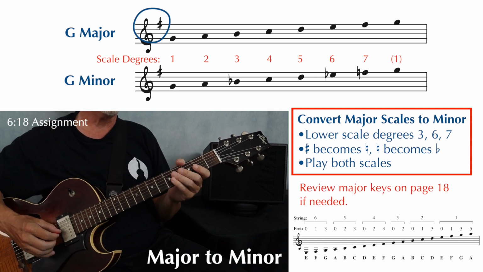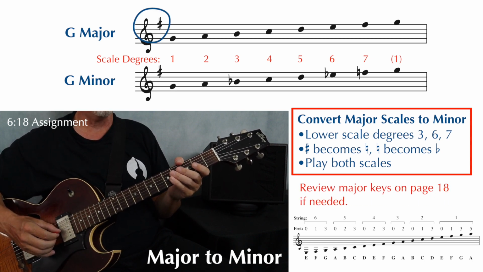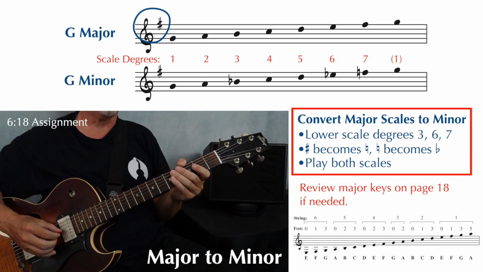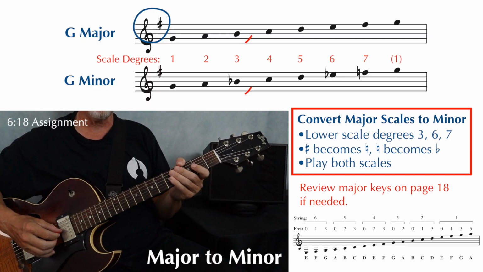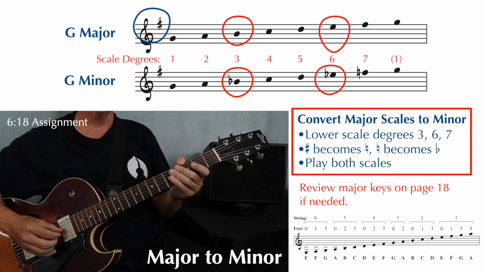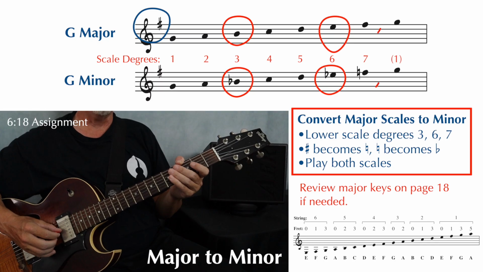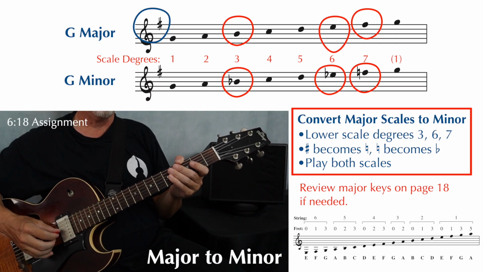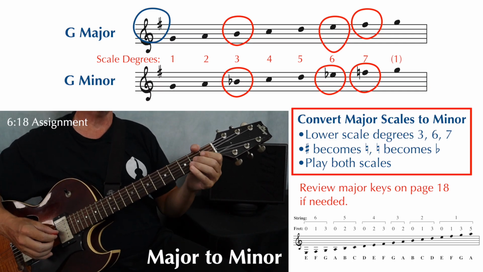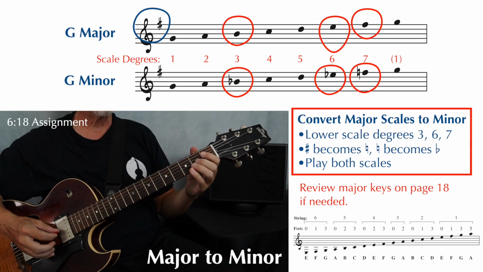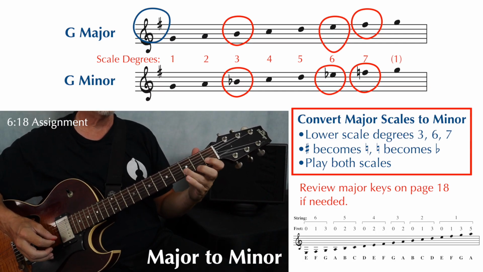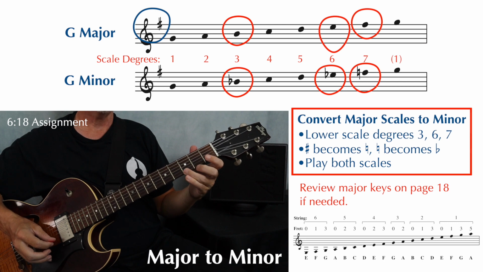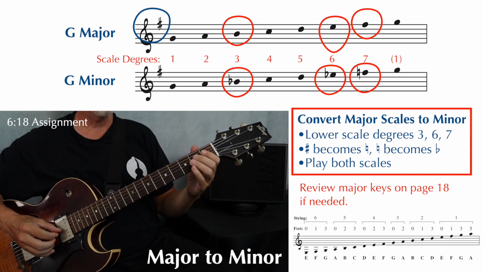We have one sharp in the key signature, F sharp. Please keep that in mind. We're going to convert this into a G minor scale by lowering the third note from B to B flat, the sixth note or sixth scale degree from E to E flat. The seventh scale degree is an F sharp because of the key signature. That changes to an F natural. And then when you've written those changes in, go ahead and play the G major scale. And the G minor scale.